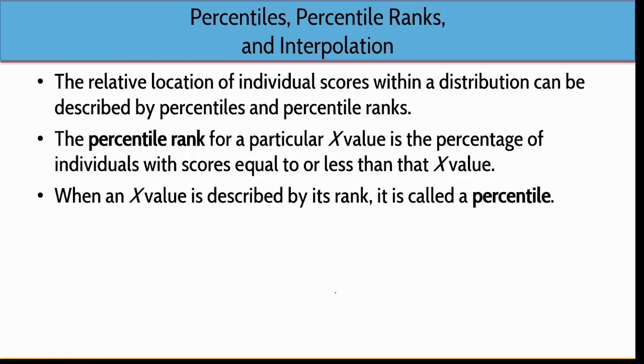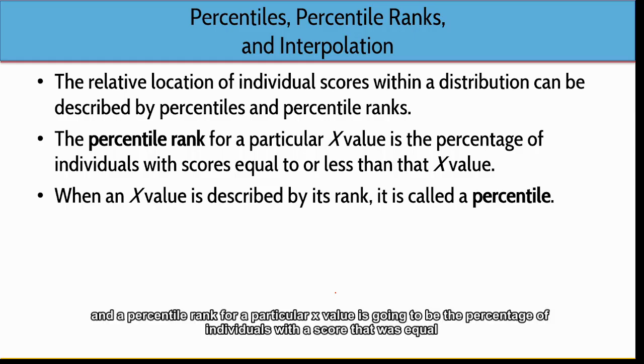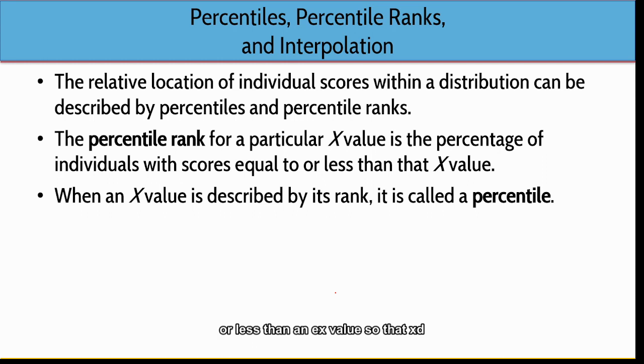Now, the relative location of where a score falls in a distribution could be described using what we call percentiles or percentile rank. And a percentile rank for a particular X value is going to be the percentage of individuals with a score that was equal or less than an X value. So that X value is described by its rank. It's going to be called that percentile.